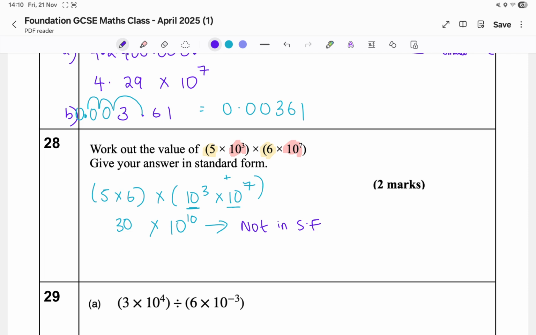So we have to convert it into standard form. So we can see the decimal point is going to be there. I'm going to move it one place here. That's going to become 3.0 times 10, and then you're going to add 1 because the decimal point moved one more place. 10 to the power of 11, and that is in standard form.